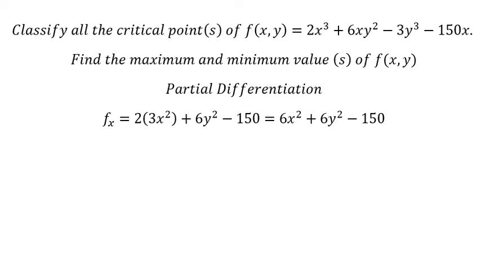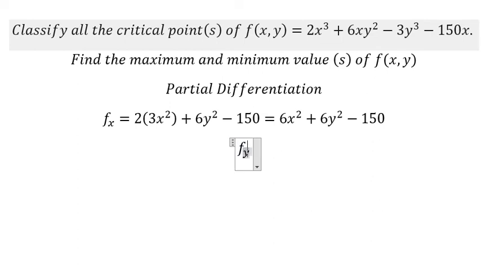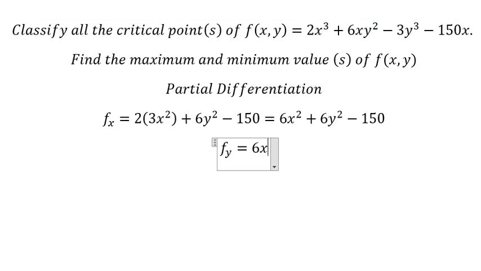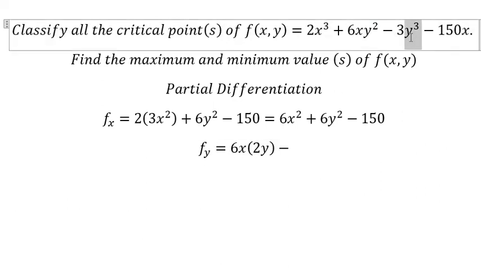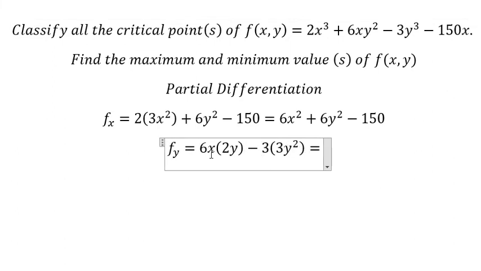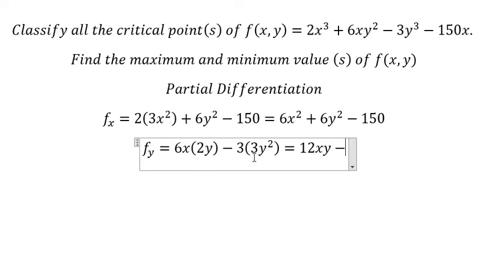Now we need to find the derivative of the function with respect to y. So we have y squared in here, and you get 2y. The derivative of y to the power of 3 gives 3y squared in here. Number 6 and number 2, you get 12. This one you get number 9.